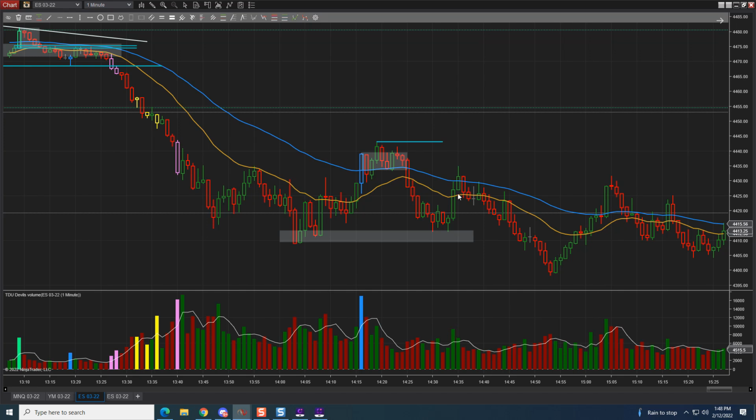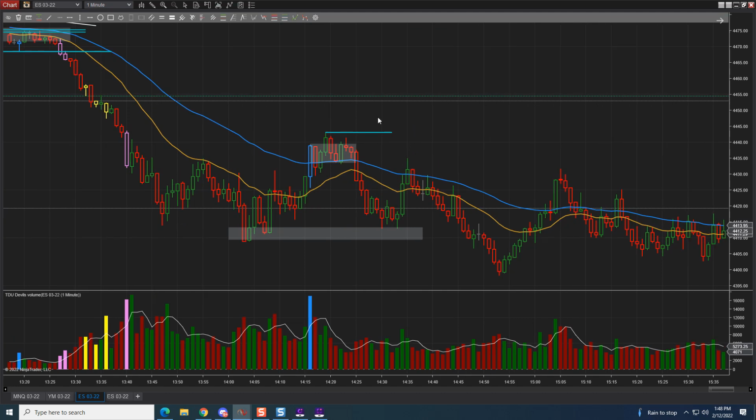Now here's the burst of volume. We're heading back towards VWAP. I was trading that. I remember thinking, okay, maybe this is our push towards VWAP.